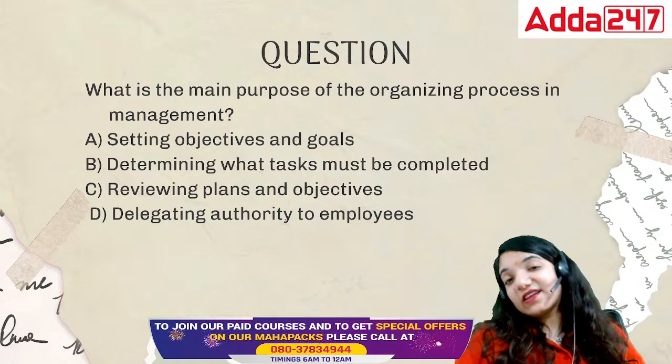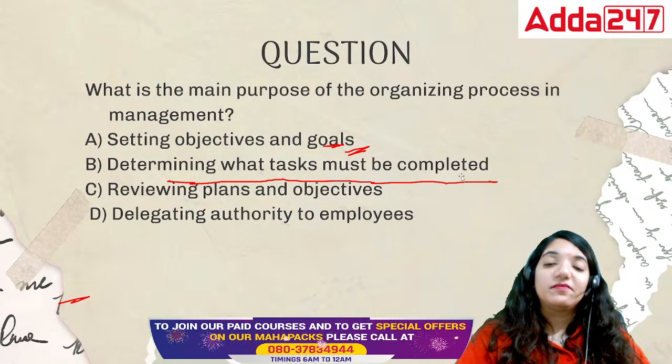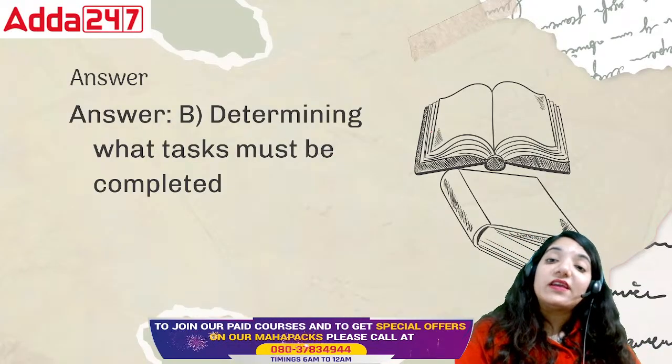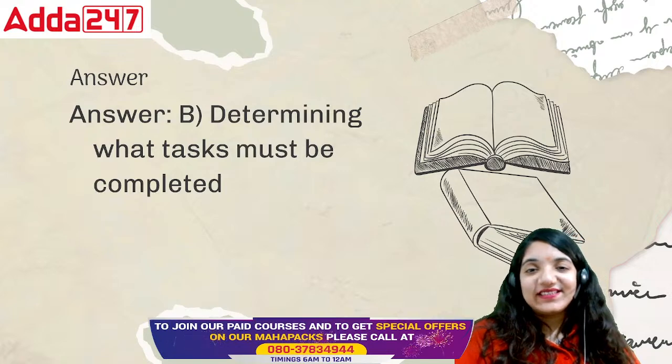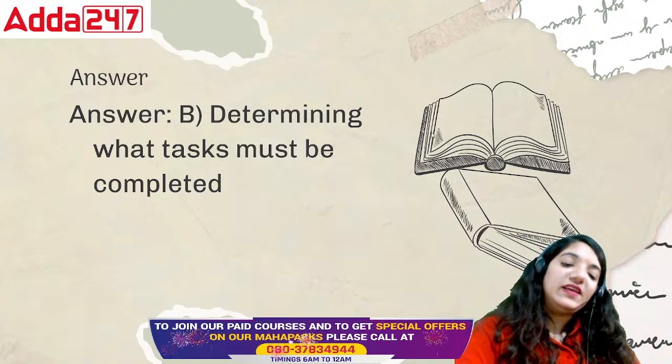So in this case, the correct answer would be determining what tasks must be completed, and that too the priority would be set by them. And everyone, so in this case, the correct answer is determining what tasks must be completed. Next question, please.